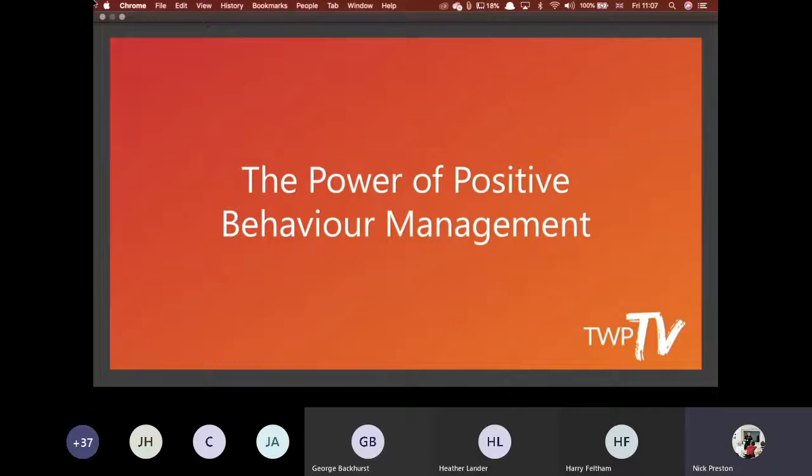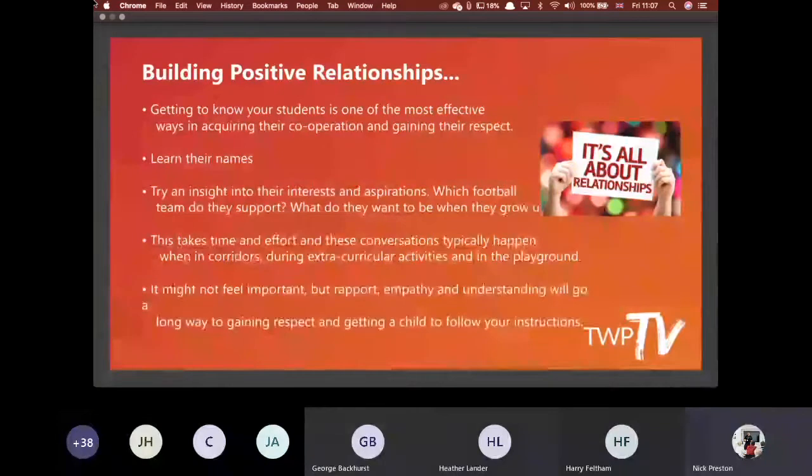The power of positive behaviour management. So we're going to go through the different steps. The first one is building positive relationships. When you're working with your schools, your classes, your individual clubs, it's really important that those relationships are there. There are some different tactics you can use to do that.